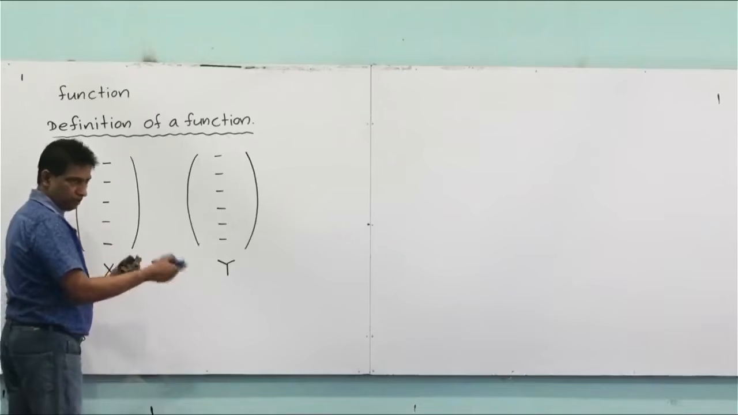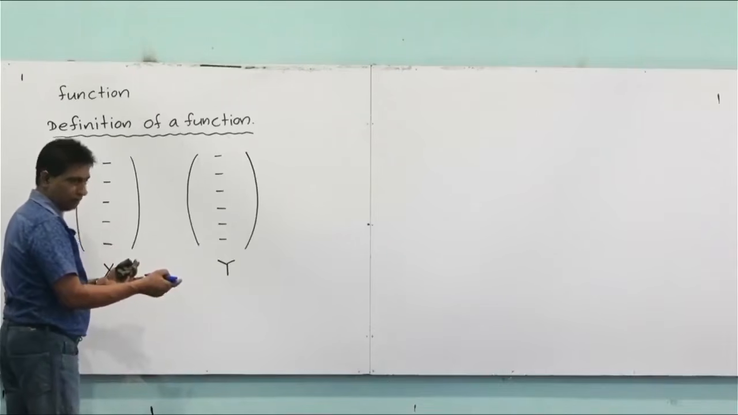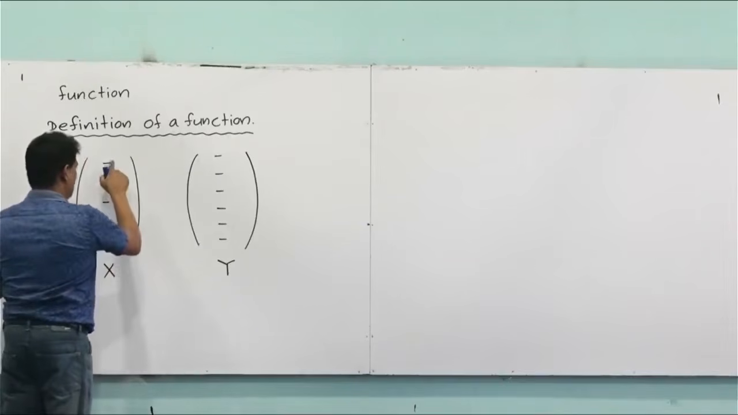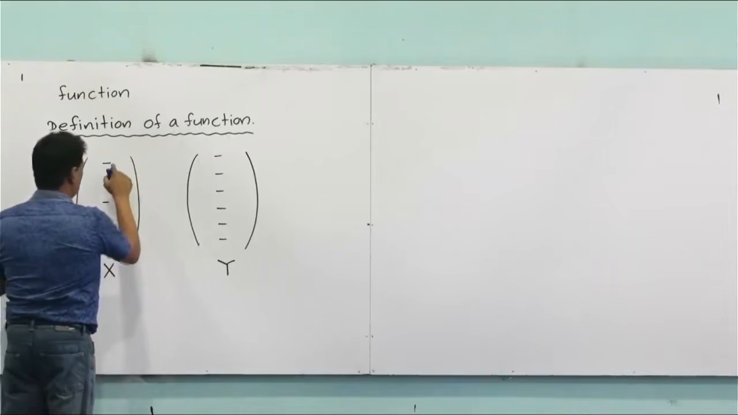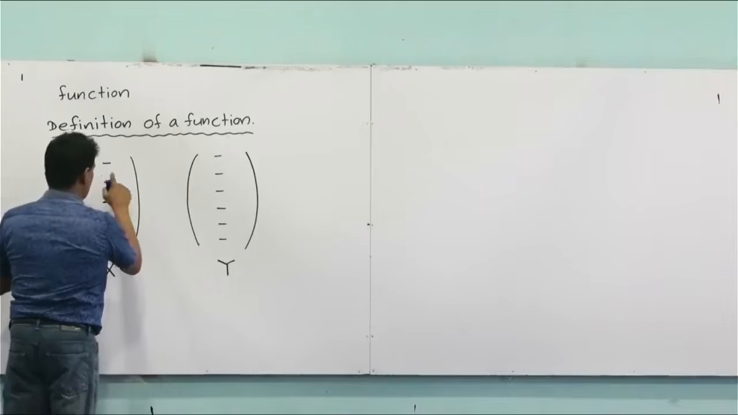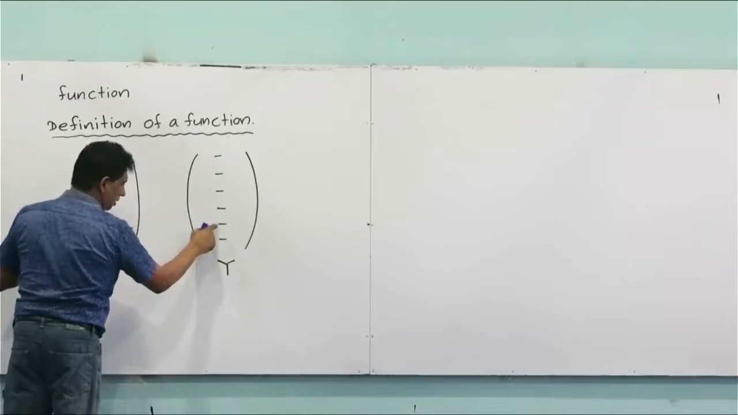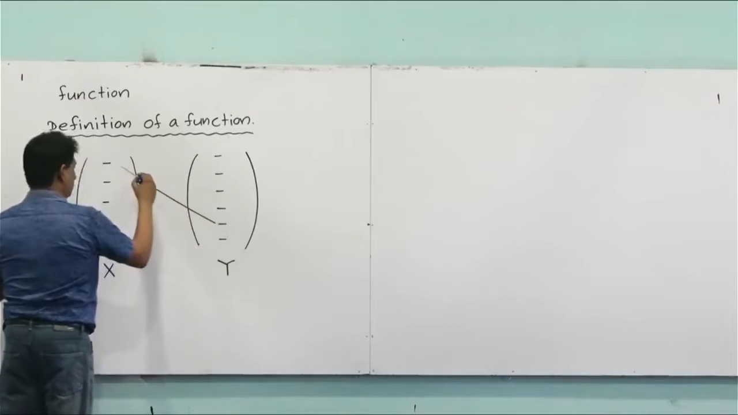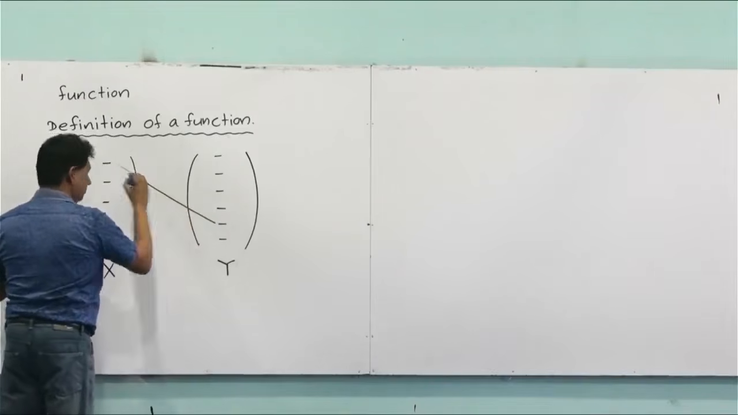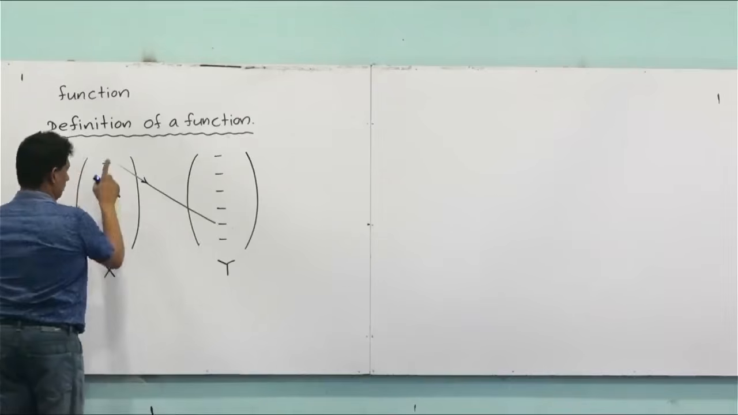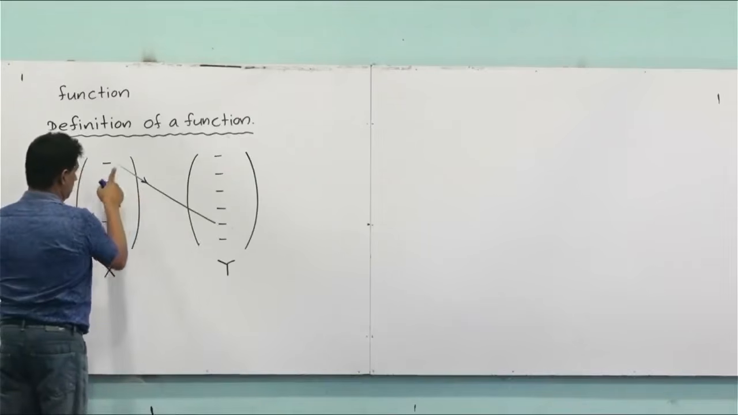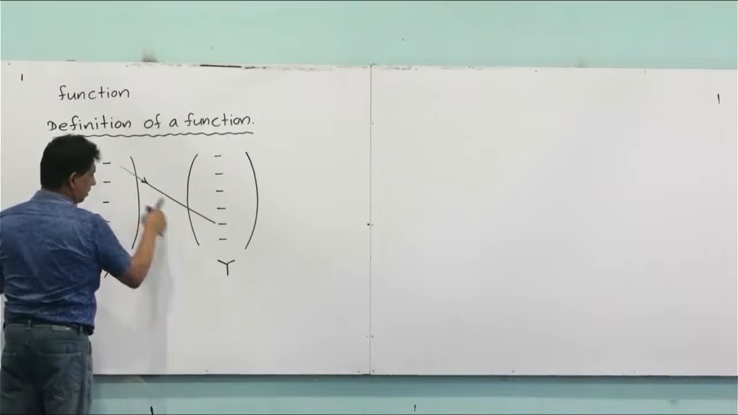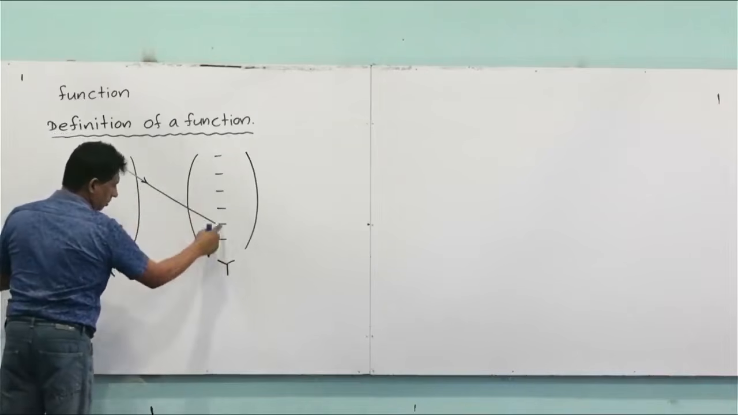But it should be unique, right? It should be unique. The meaning of unique, as an example, if this element is connected with this one, we have to mark it this way, no? Then unique relation means this element is connected with only one element, right?